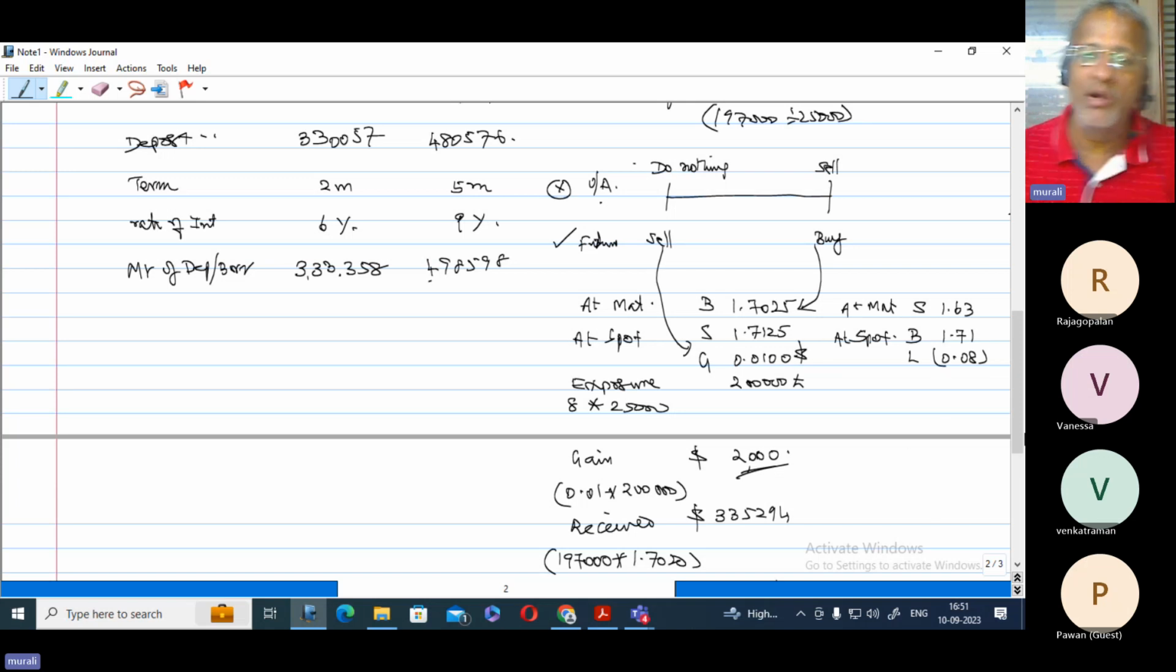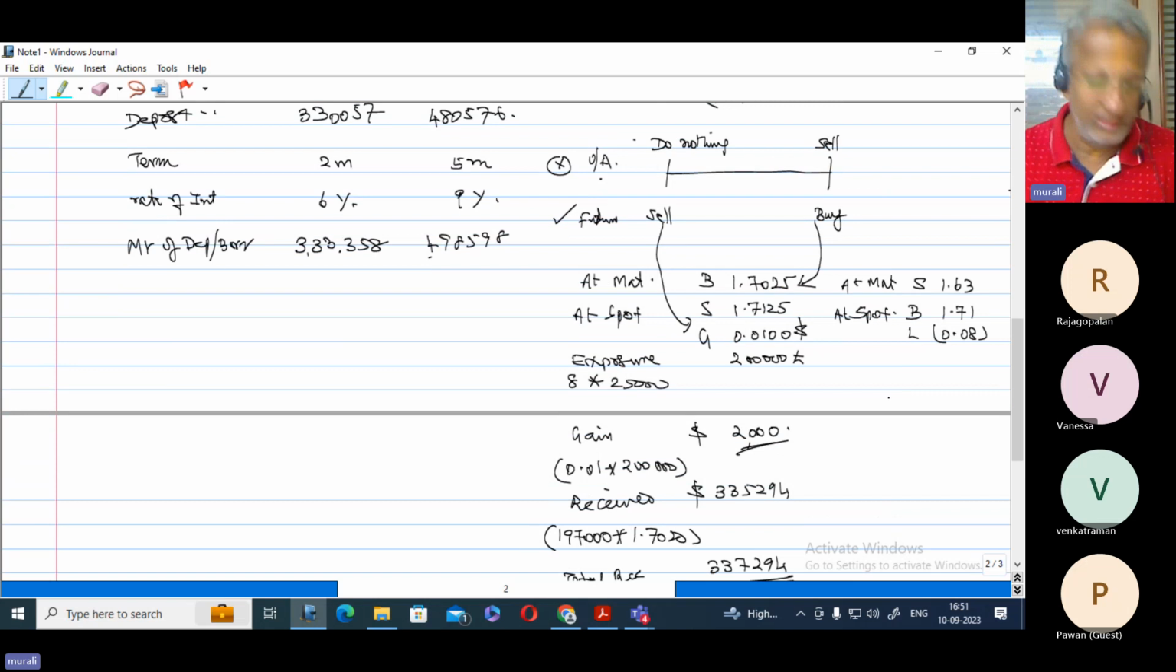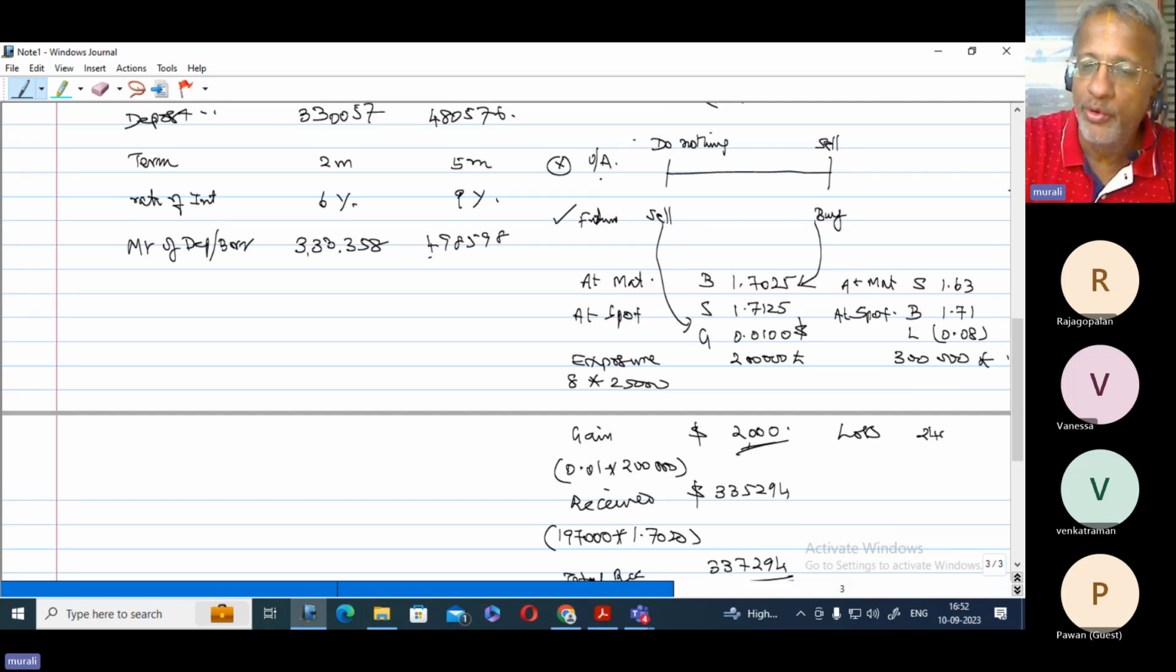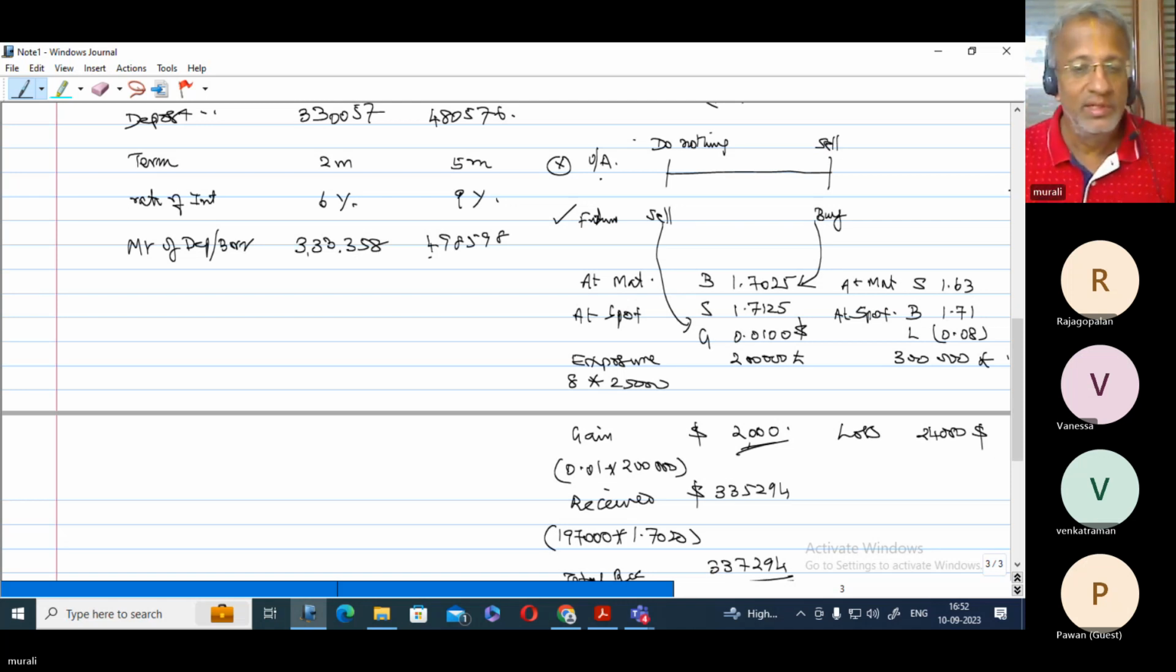Exposure, how many contracts that you have? 12 contracts. So 12 into 25,000 comes to 300,000 pounds into 0.08. This results in a loss of $24,000, which has got to be added. So here also we are adding, because it is received and gain is also inflow. Therefore, we are adding. Loss will result in outflow, and this item will also be a payment. Therefore, we will be adding back.